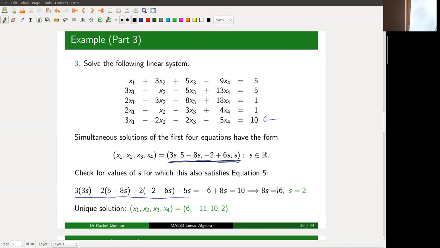So x1 is 3 times 2, which is 6. x2 is 5 minus 16, and so on. Okay, so that's the unique solution of this system of 5 equations.